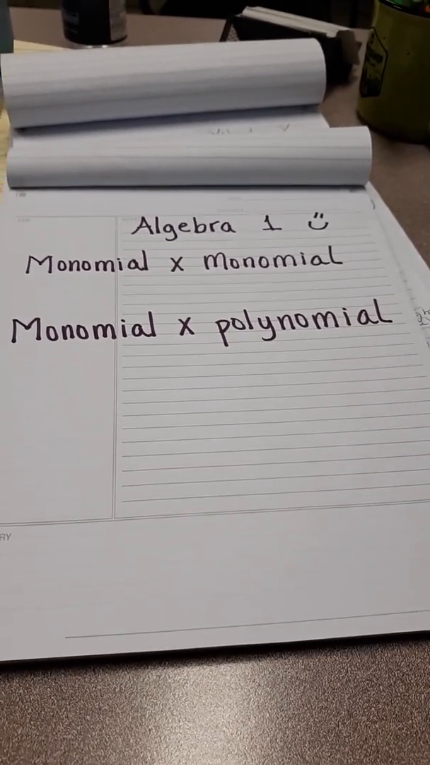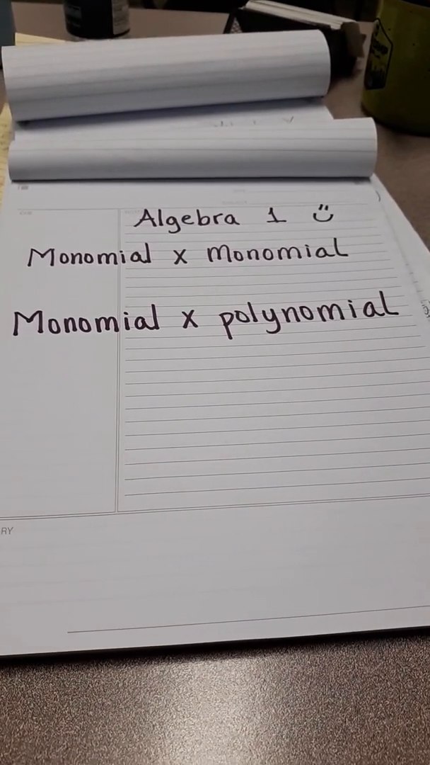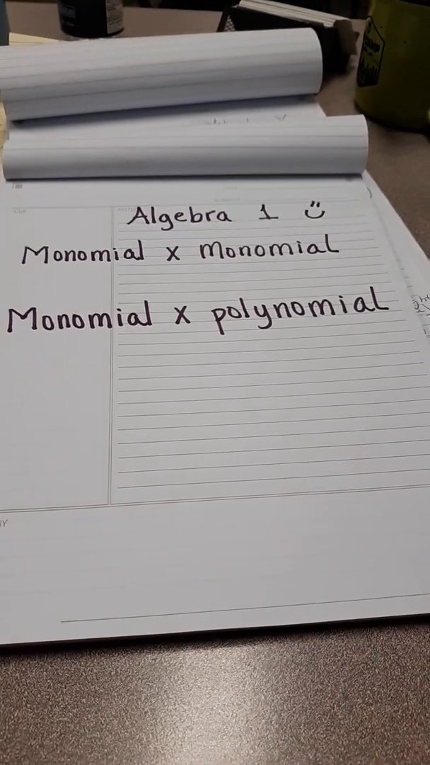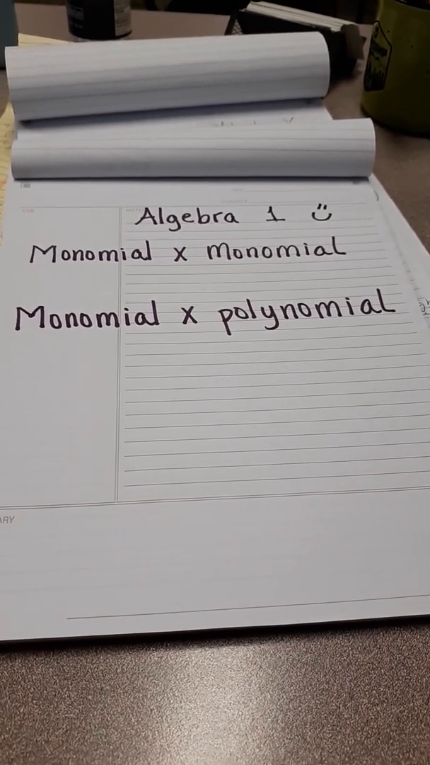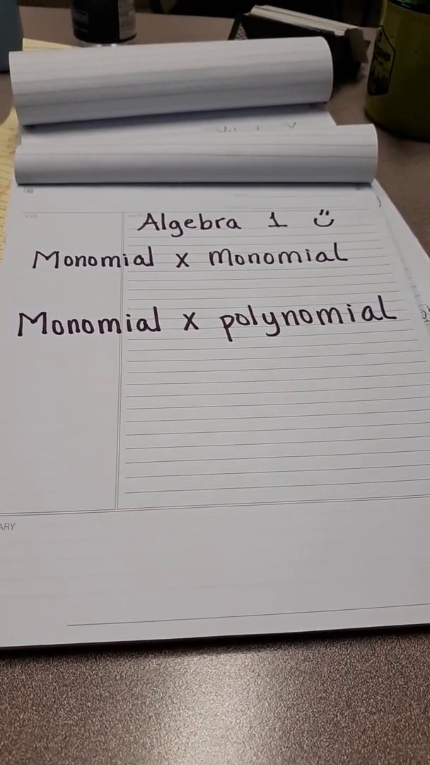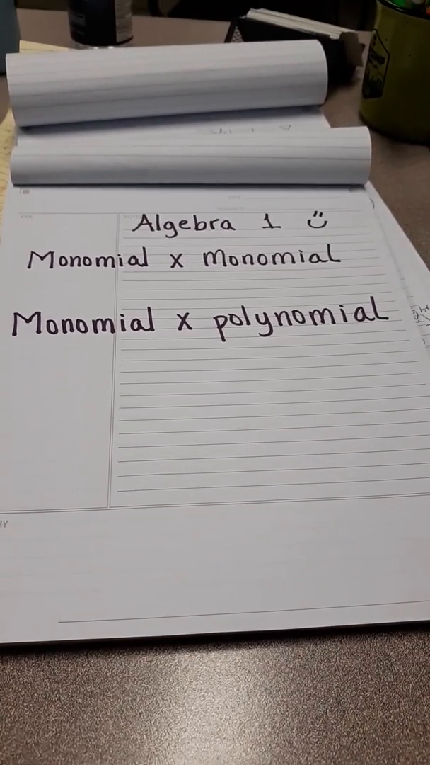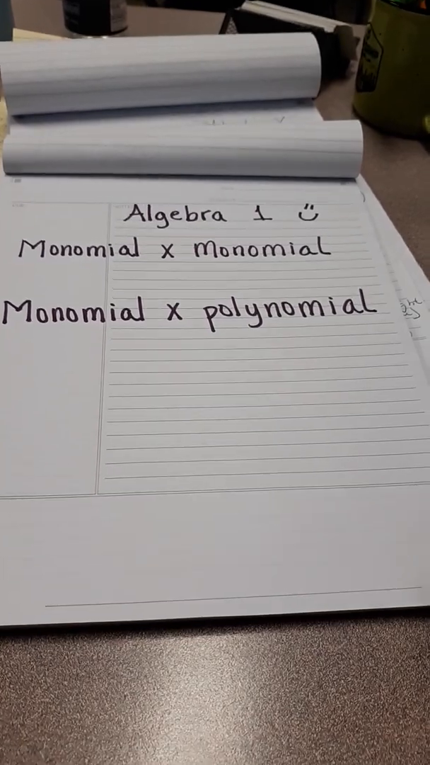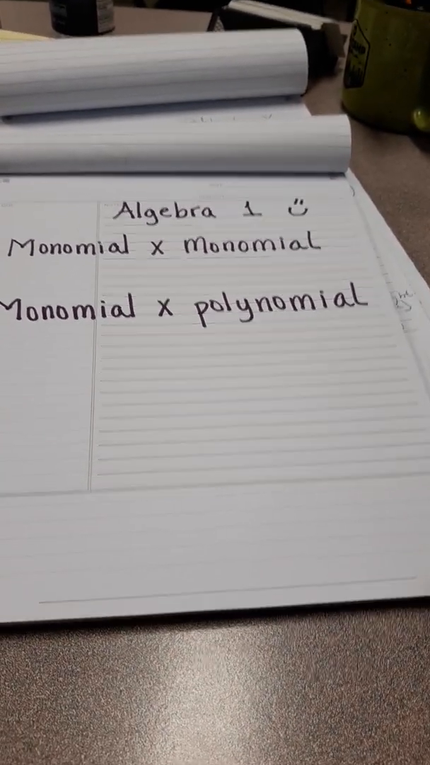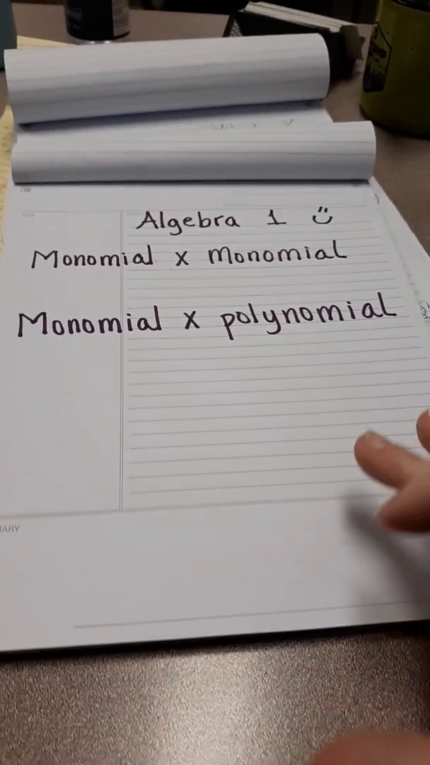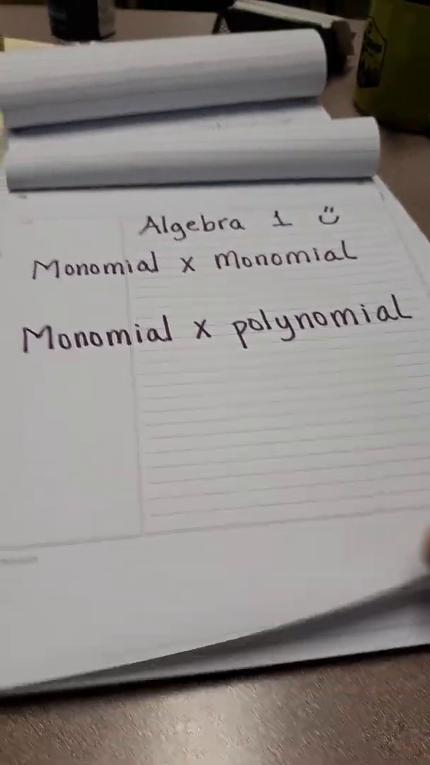Okay, so today we're going to be learning about how to multiply a monomial times a monomial and also a monomial times a polynomial. Okay, so those two things. And if you refer to your workbook, this is all practiced on page 52. So here we go.